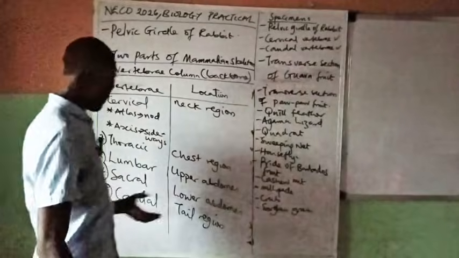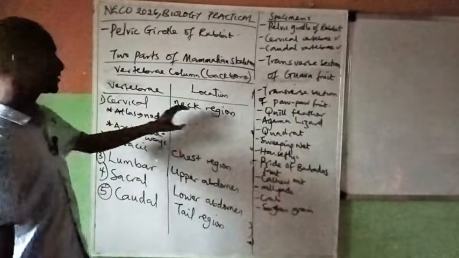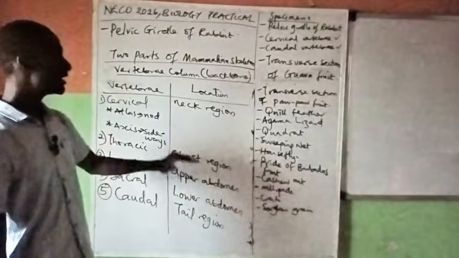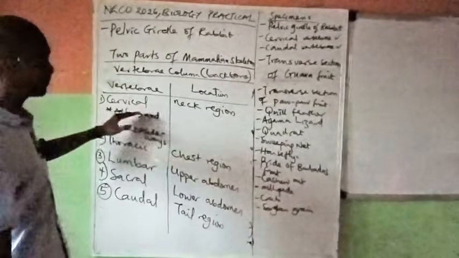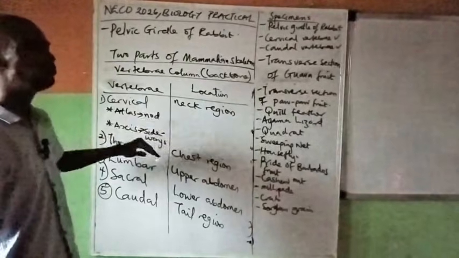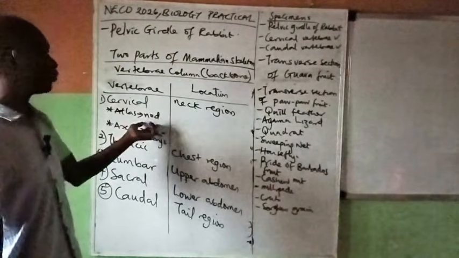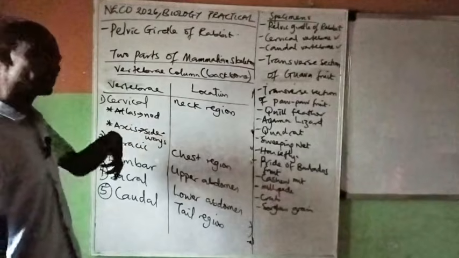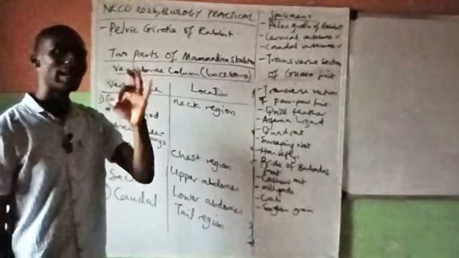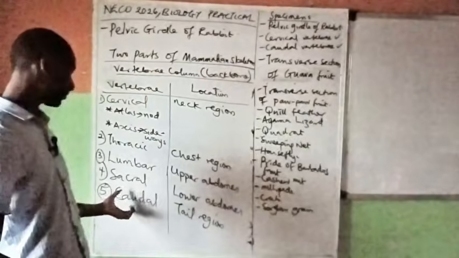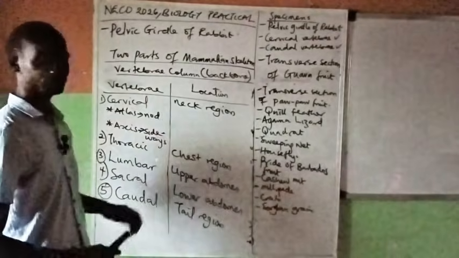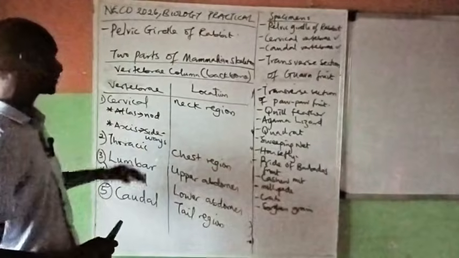The caudal is the tail region. Cervical is the neck region. So they can ask you the location. Then under the cervical, they can ask you to list the two bones that make up the cervical and what is their function. Is that okay? Then of course they can ask you what's the number of bones that make up the caudal, and then the cervical, the atlas, and the axis.